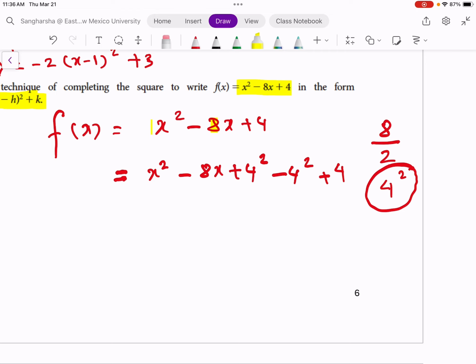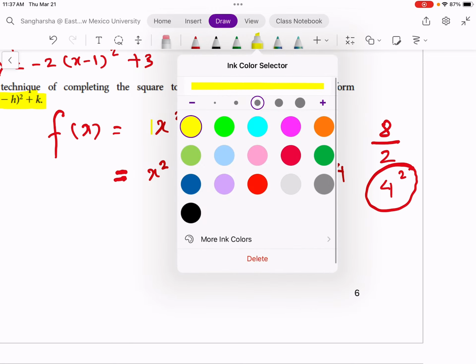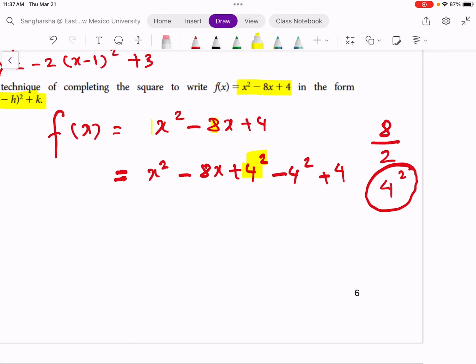Now, one more time: you take the coefficient of x, divide by 2, square it, and add and subtract the same square term, like here. So you add 4 squared and you subtract 4 squared, and this makes our equation equivalent, the same. Now we write this expression as a square term.